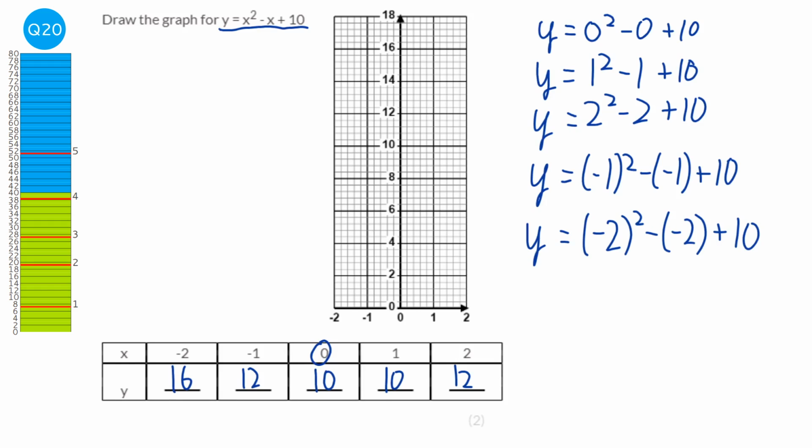And so we've got minus 2 is at 16, so that'll be there. Minus 1 is at 12, which should be here. 0 is at 10, 1 is at 10, and 2 is at 12. Okay, when you join this up, things to be aware of is you need to make sure that you have a round U at the bottom and not a flat bottom.